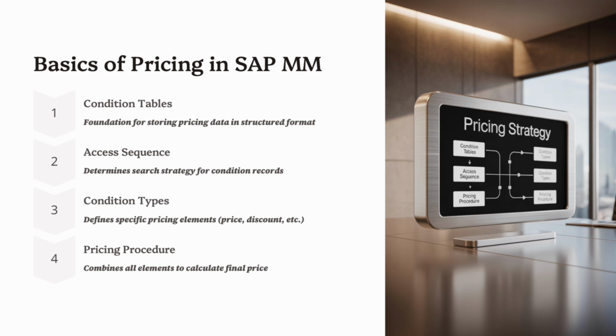For example, the system checks if there's a vendor-specific price, and if not, it looks for a general one. Condition types represent the actual pricing elements, such as PB00 for gross price, RA01 for discounts, or FRB1 for freight. Pricing procedure: the framework that brings all condition types together in a sequence, deciding how the final price is calculated.